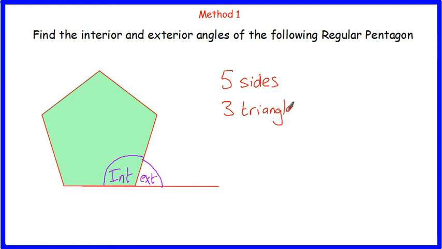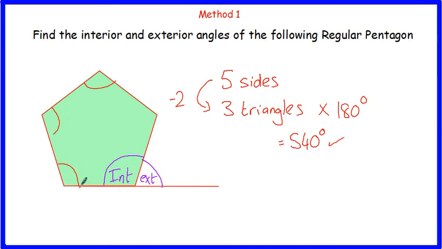3 triangles. That is subtract 2. So each triangle is 180 degrees. So when I multiply that out, I'm going to get 540 degrees. Now, each of these 5 interior angles are equal. So my interior angle is equal to 540 degrees divided by 5, which gives me 108 degrees.